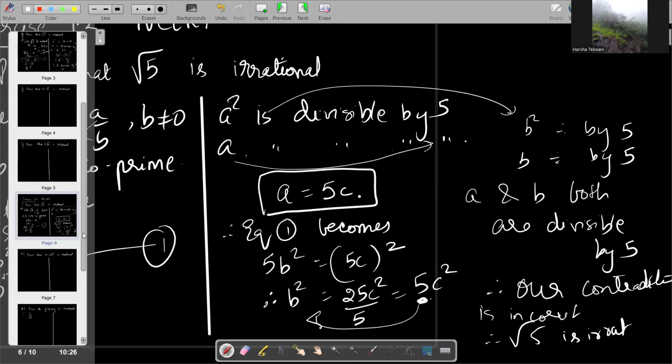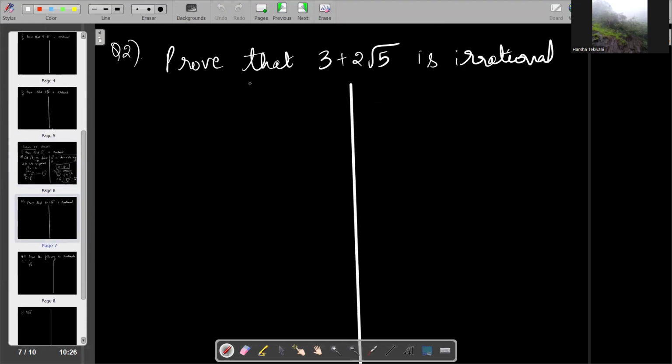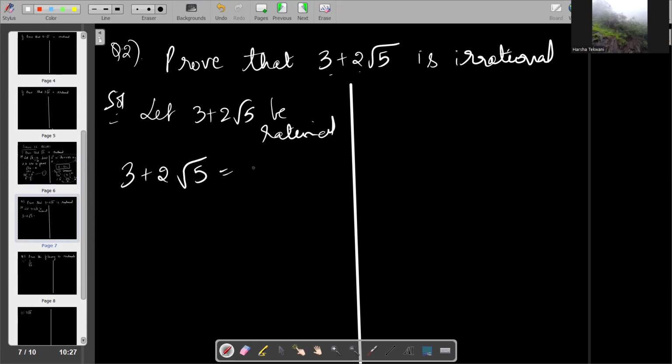Okay, now that you've learned this, all the single numbers we are done, now we'll check for binomials, okay? These are kind of more easy. So let us assume to the contrary that 3 plus 2 root 5 is rational. So let 3 plus 2 root 5 be rational. That means 3 plus 2 root 5 can be expressed in the form a by b. Now, we'll send off 3 that side. So 2 root 5 is equal to a by b minus 3.